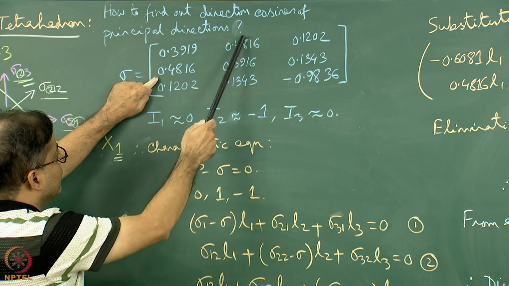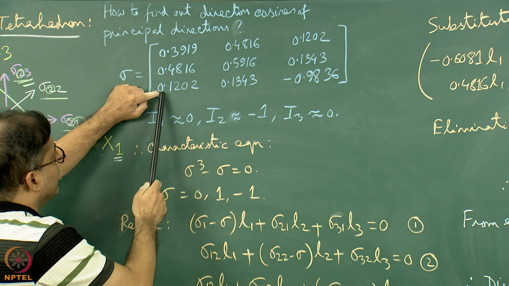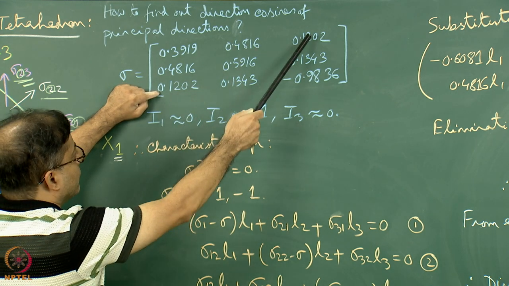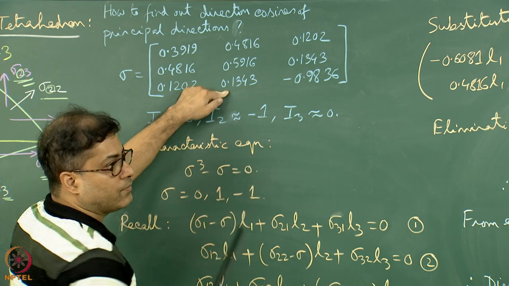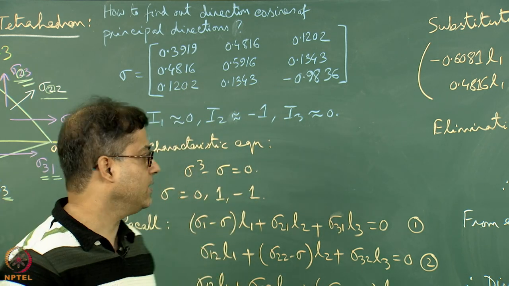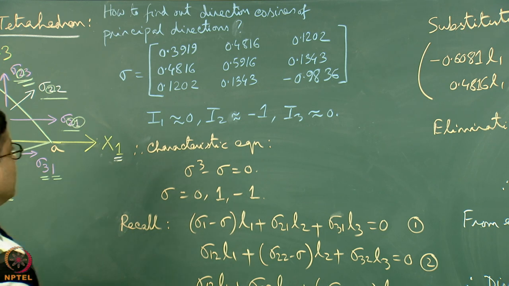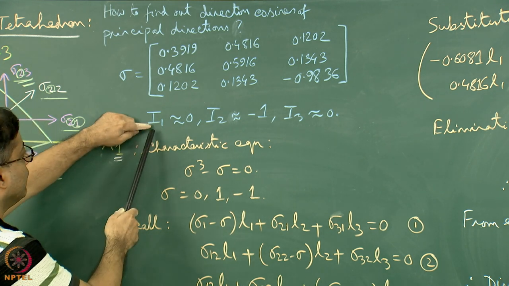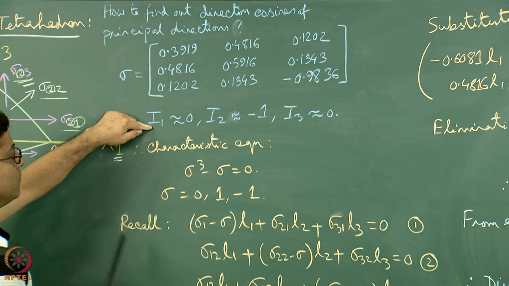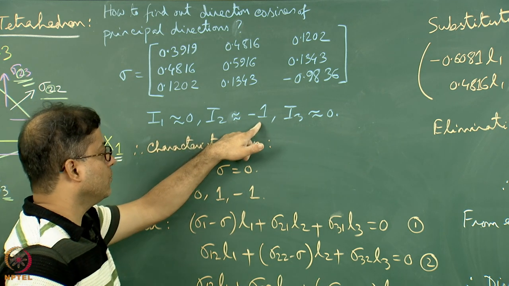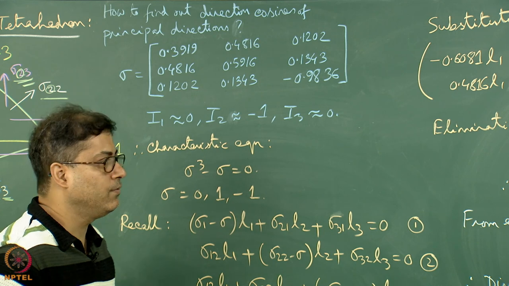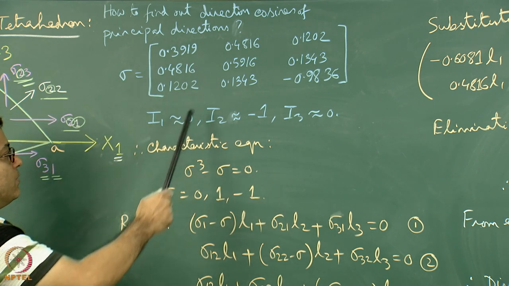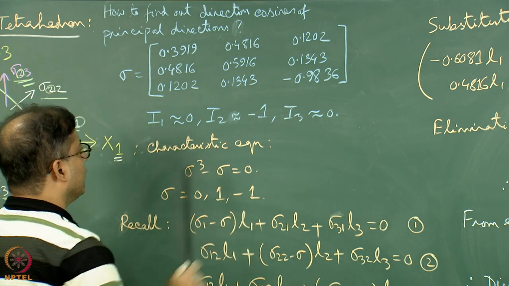So sigma ij equal to sigma ji. Similarly here 0.1202 and 0.1202 and here 0.1343 and 0.1343. A pair of shearing stresses are the same. Now, using the characteristic equation, one can find out that the I1 value is nearly equal to 0, the I2 value is almost equal to minus 1 and the I3 value is nearly equal to 0. I will request the students to take these numbers and proceed and find out these values.